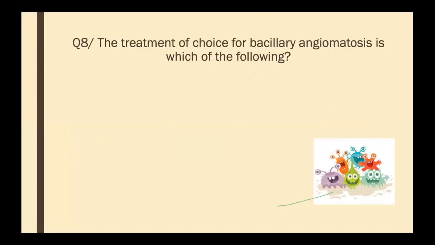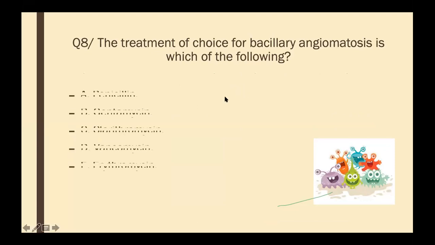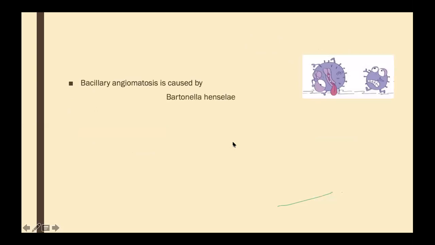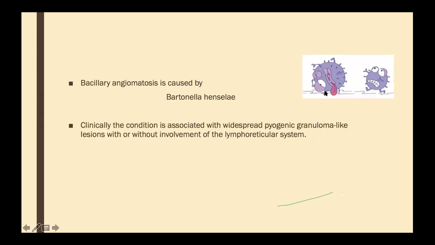This question. The treatment of choice for bacillary angiomatosis, which of the following? Penicillin, gentamicin, clarithromycin, vancomycin, erythromycin. What do you think? Well done, erythromycin. Yes, that is the correct answer. And bacillary angiomatosis is caused by Bartonella. Could you tell me what disease is associated with Bartonella? Cat scratch disease, yes, that's correct. That's absolutely correct. Clinically, the condition is associated with widespread pyogenic granuloma-like lesions, with or without involvement of the lymphoreticular system. The treatment of choice, of course, is erythromycin 250 to 500 milligrams QID for 4 weeks.